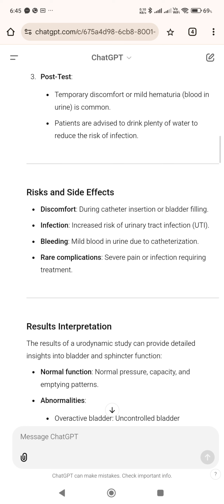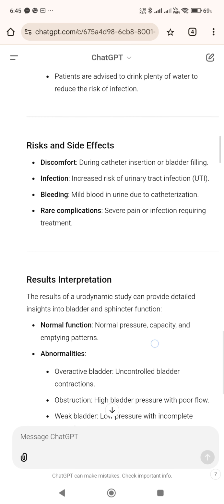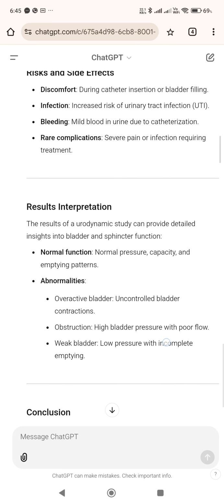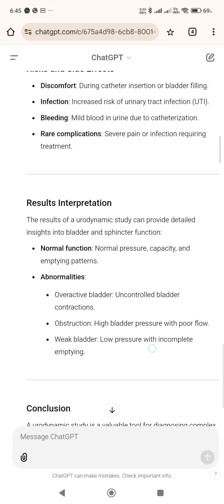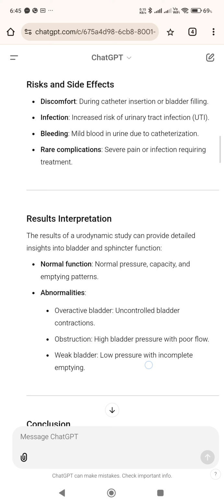Risks and side effects. Discomfort during catheter insertion or bladder filling. Infection, increased risk of urinary tract infection, UTI. Bleeding, mild blood in urine due to catheterization. Rare complications, severe pain or infection requiring treatment.